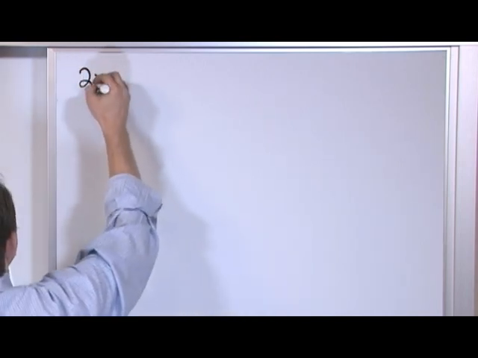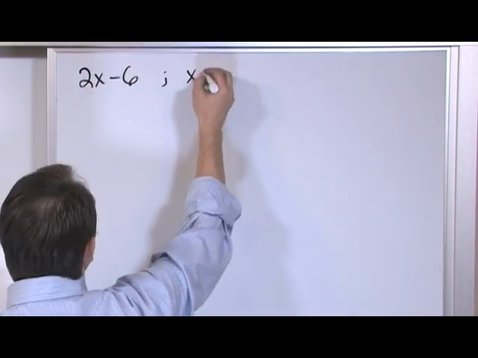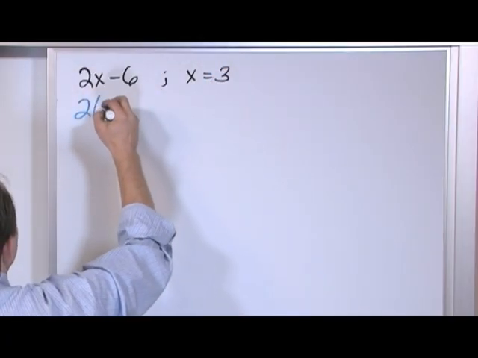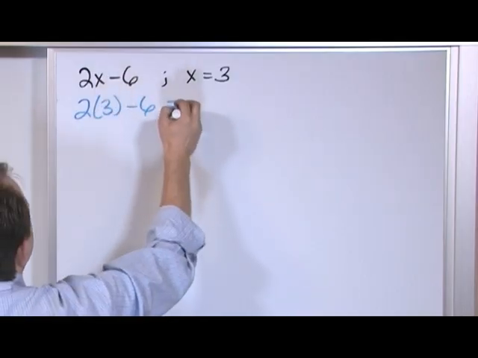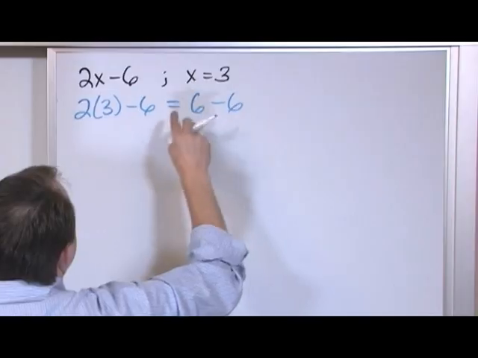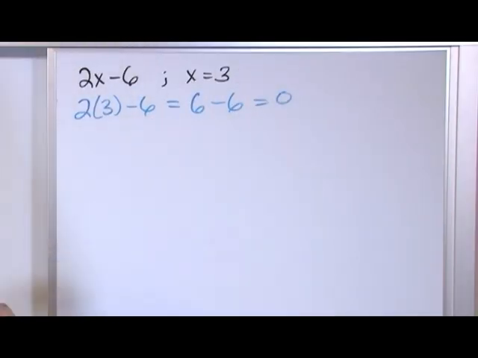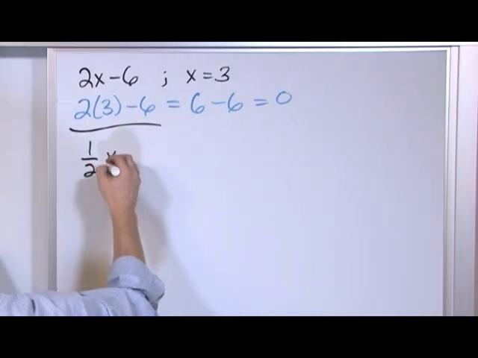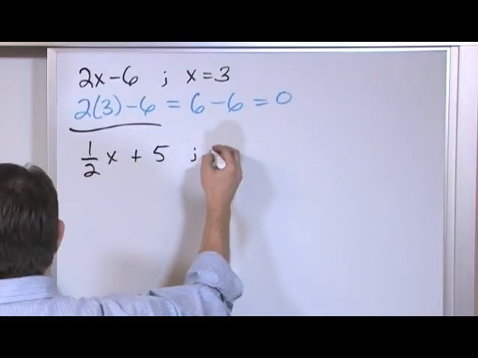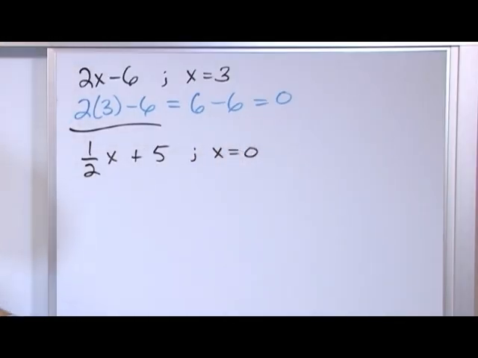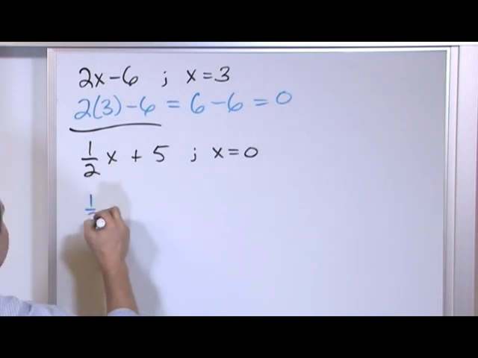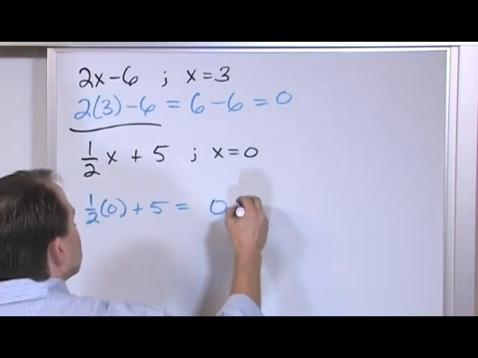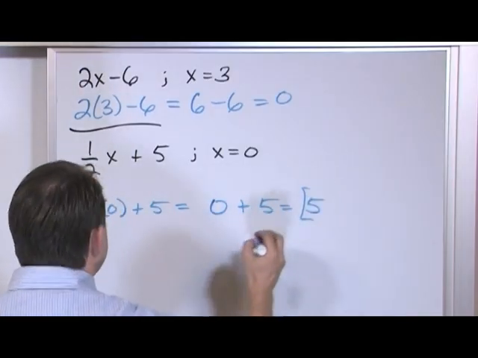What if you have 2x minus 6, where x is equal to 3? Well, we just plug it in here. 2 times 3 minus 6. 2 times 3 is 6, minus this 6 is going to give us 0. That's the answer. What if you had 1/2 times x plus 5, where x is equal to 0? So I plug in x is equal to 0 in there. I'm going to have 1/2 times 0 plus 5. 1/2 times 0, anything times 0 is 0, plus 5. It's just going to give me 5. That's going to be my answer.